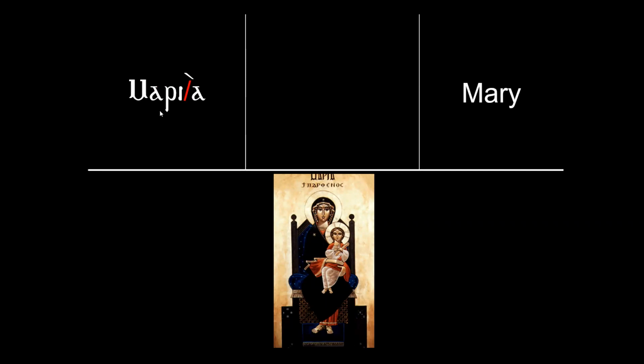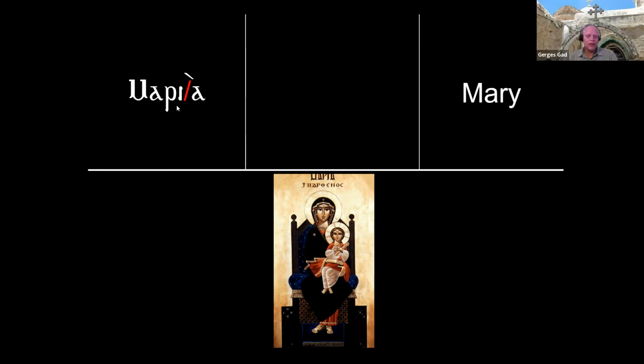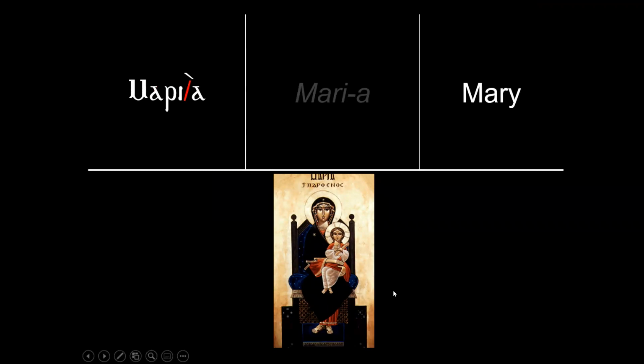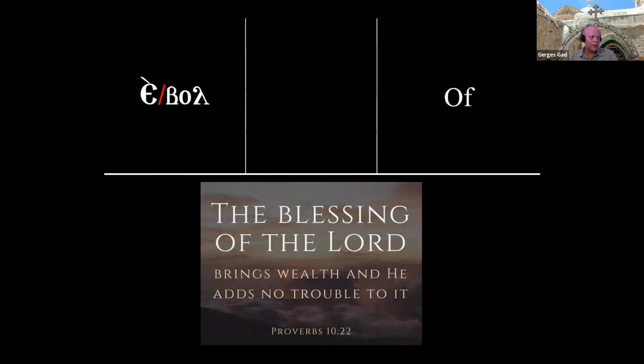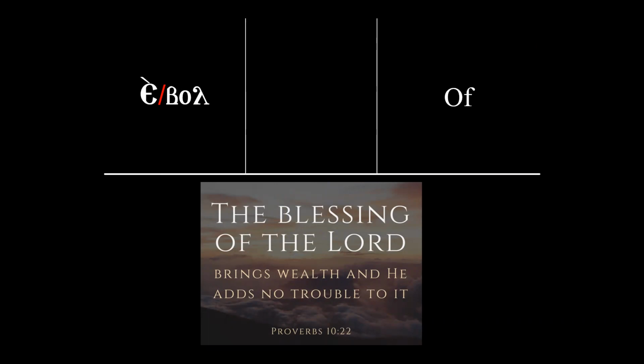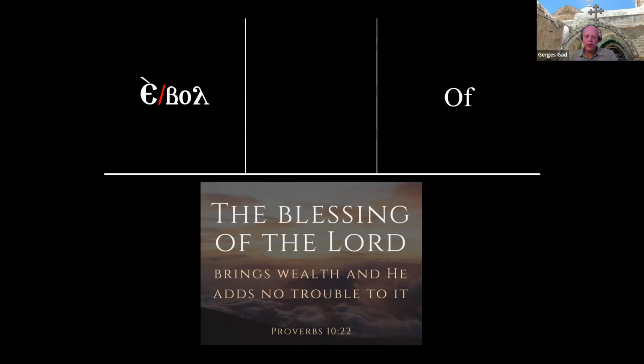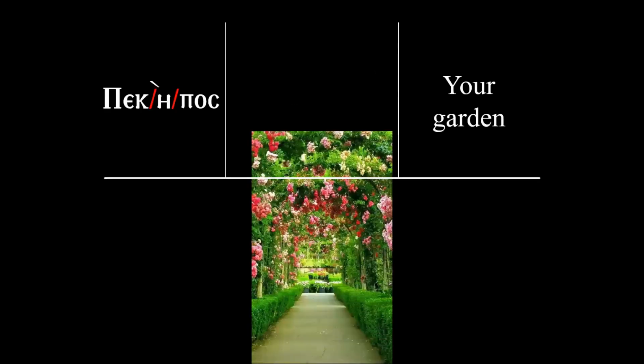Maria. Yes, good. Maria, which is Mary. And here again, the A is pronounced by itself, Mary. Good job, thank you. Gloria, the next word? Evol. Good, Evol. You see how we pronounce the E by itself? Evol means of. Gloria, is Philo with you? No. Okay, all right, next.